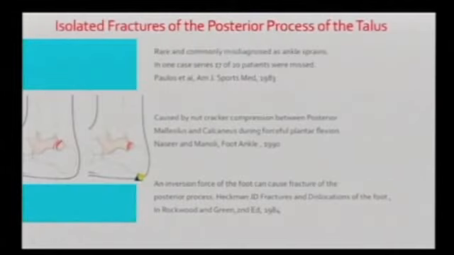The inferior surface of the posterior talar process forms 25% of the articular surface of the subtalar joint. That's very important. Isolated fractures of the posterior process of the talus are usually missed; in a series, 17 out of 20 patients were missed. The mechanism of injury is usually a nutcracker compression between the posterior malleolus and the calcaneus during forceful plantar flexion.